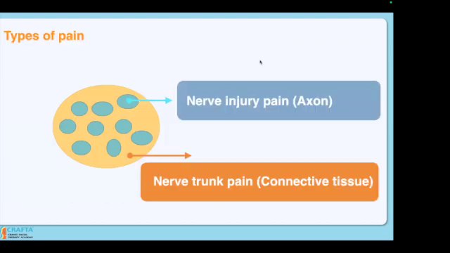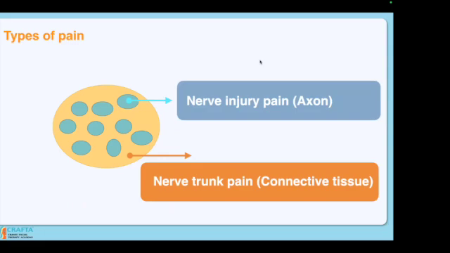So when we look at pain, it's very simplistic, of course. When we look at this drawing, we can say there are two typical types of pain when there is an involvement of a nerve. The first one is nerve injury pain. That's mainly what we see here, where the nerve in yellow and blue has a problem of the axon. We can see the blue lines here in the nerve itself, and there could be an axon problem of the nerve.